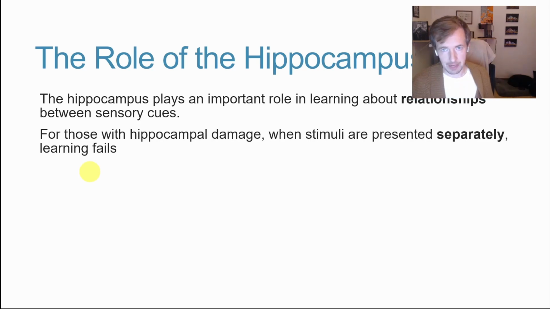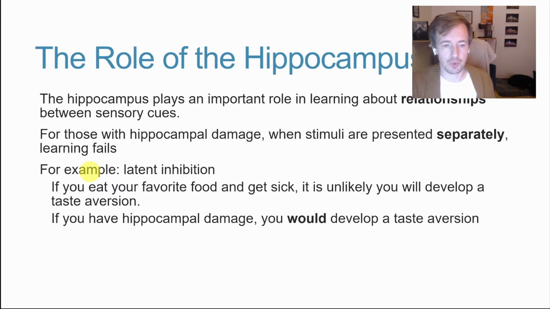That's the power of the hippocampus. The hippocampus is going to help us take this information and store it somewhere so that we can draw a relationship between those two stimuli.